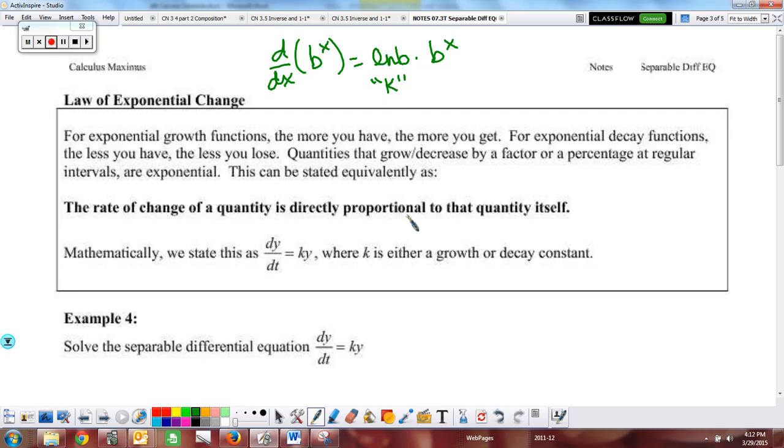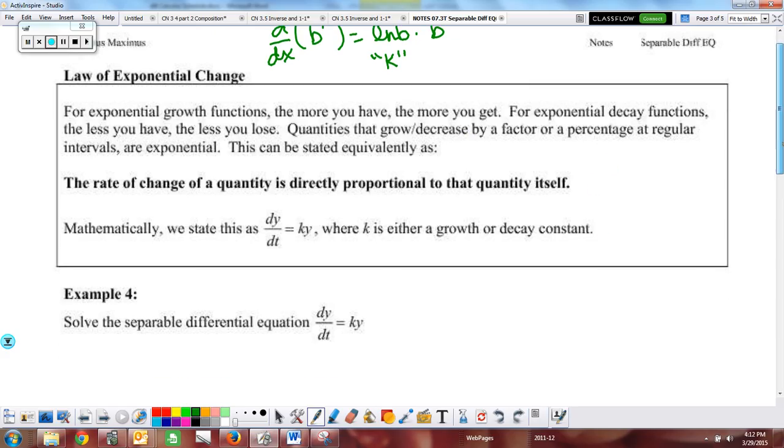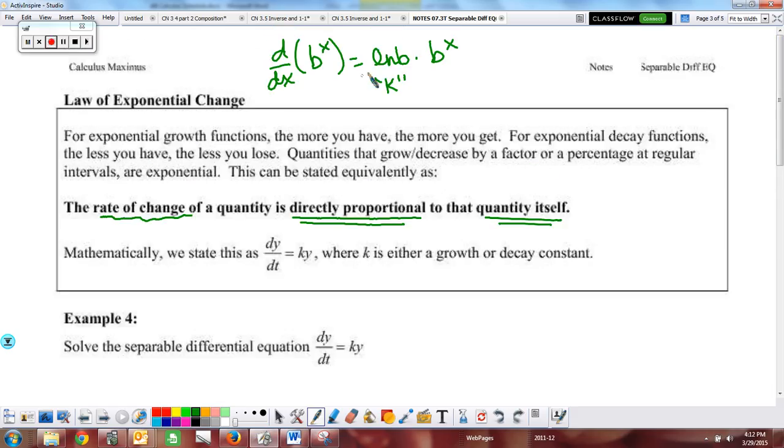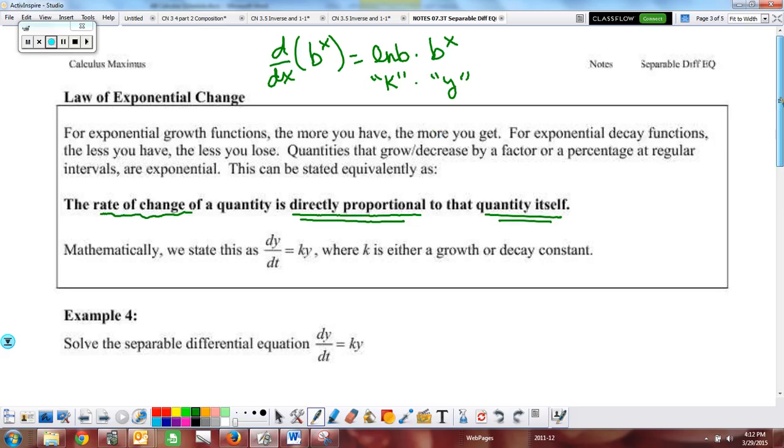And so this is kind of a rule about exponential growth and decay: the more you have, the more you get. When we're looking at exponential growth and decay, the less you have, the less you lose. The quantities are always going to be such that your rate of change is directly proportional to the quantity itself. And we see that above, because here's your k, your constant, and this was your quote-unquote y value. Your rate of change is always proportional to how much it has, the quantity itself, the y. And so that's a characteristic of exponential growth and decay.